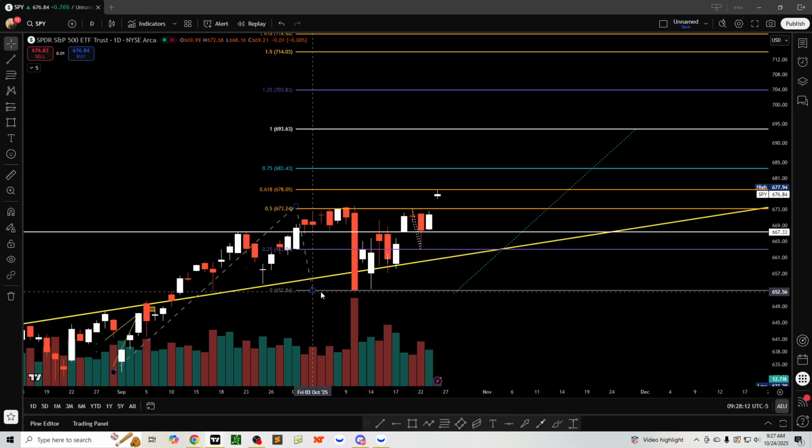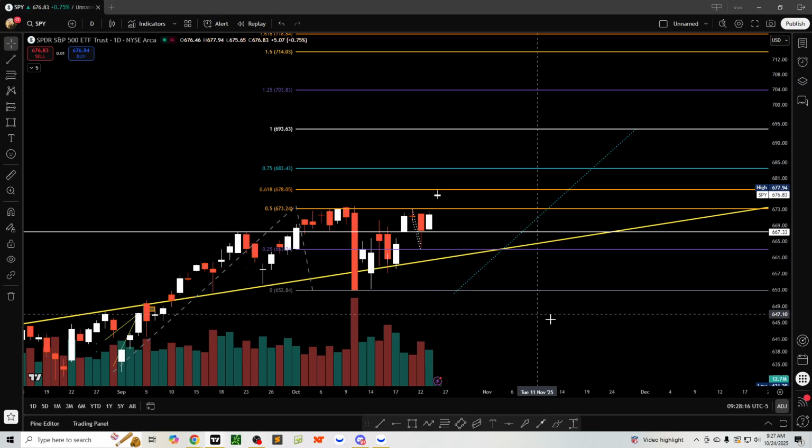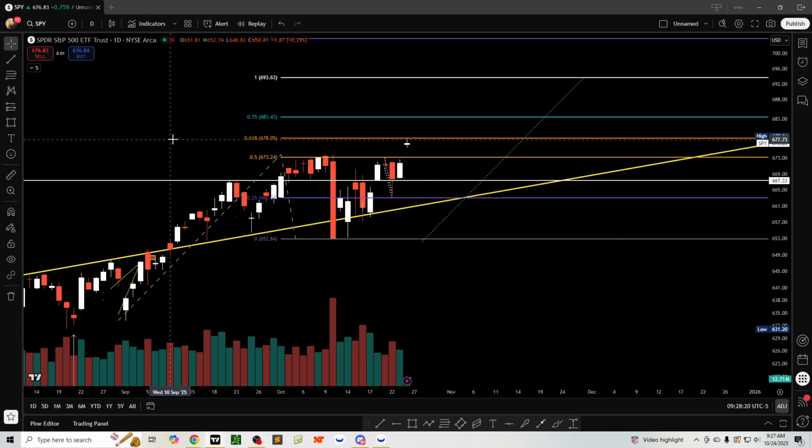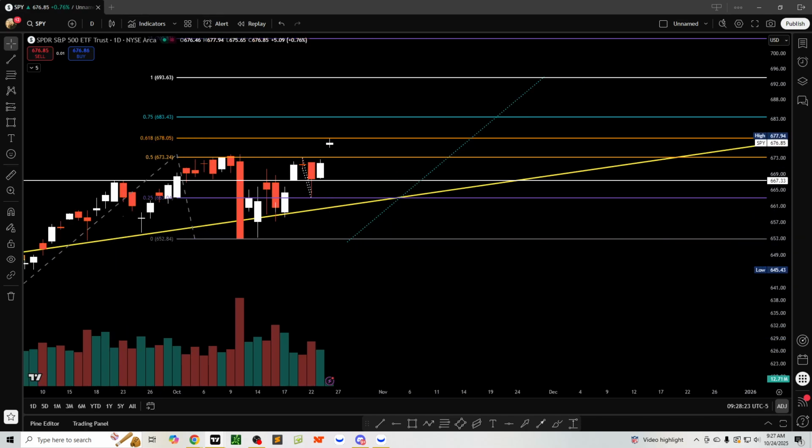Something must have got moved because now these numbers definitely look different. Well, I'm glad it got moved because it must have been. So we're hitting resistance at the 618 extension. Even without looking at a single thing, we're hitting resistance at exactly a 618.